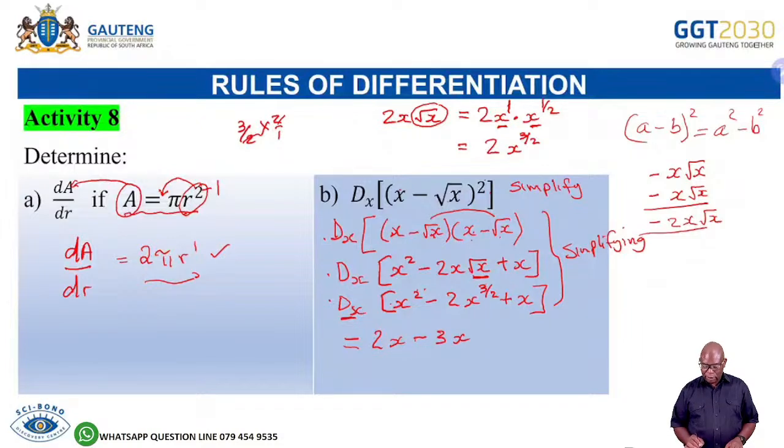3 over 2 minus 1 will give us a half. Then that one is 1. So I'm going to give a 1 here, because if I take 1 times 1, it's 1. 1 minus 1 is 0. x to the power 0 is 1, times 1. So this is my derivative. So that's how I do the derivative.